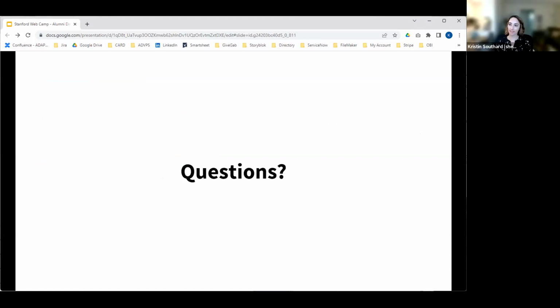And that is it. That is how we have kind of gotten to this point where we have an alumni directory that is live, that is one, and supported with a better search experience for end users.